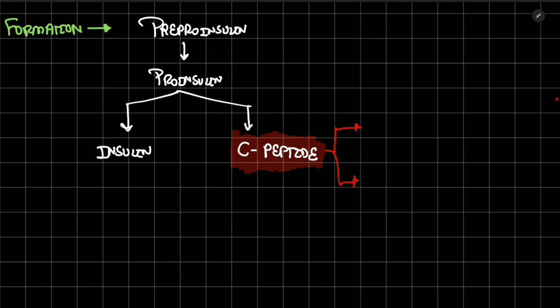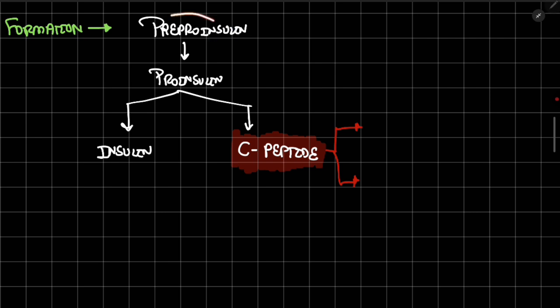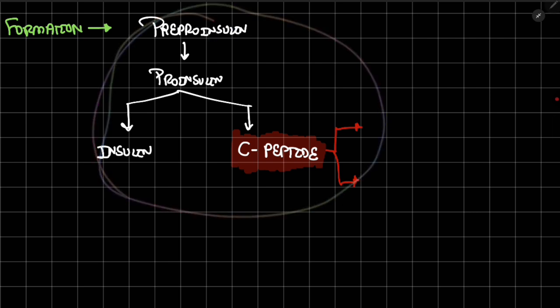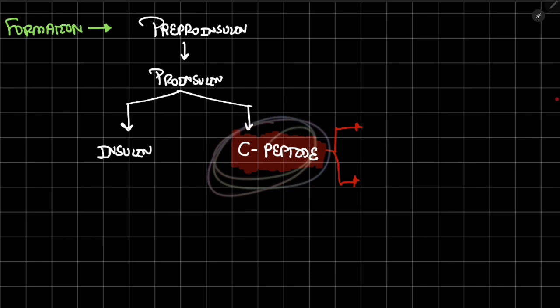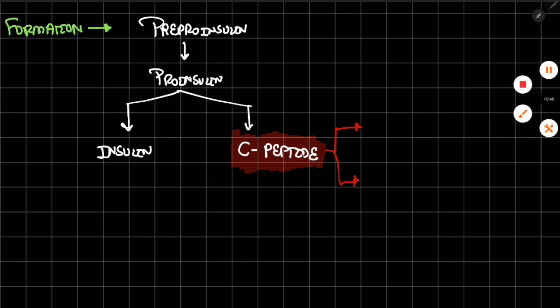Since the peripheral resistance to insulin is increased and the beta cells are normal, the beta cells will continue to produce insulin. This procedure will continue and C peptide will be formed. So you understood that in type 2 diabetes mellitus, the C peptide level in the blood is normal or slightly decreased. But in type 1 diabetes mellitus, the C peptide is absent in the blood.